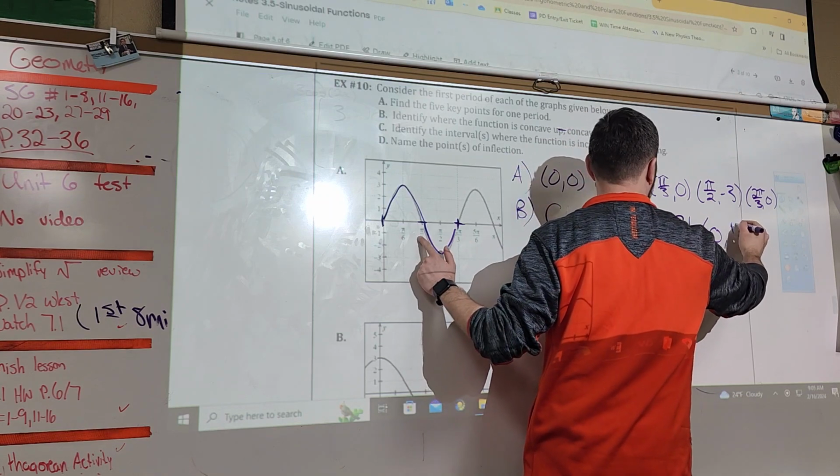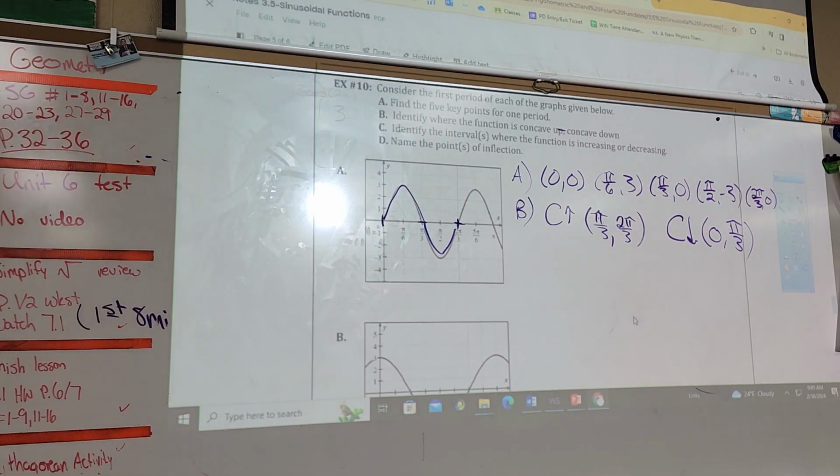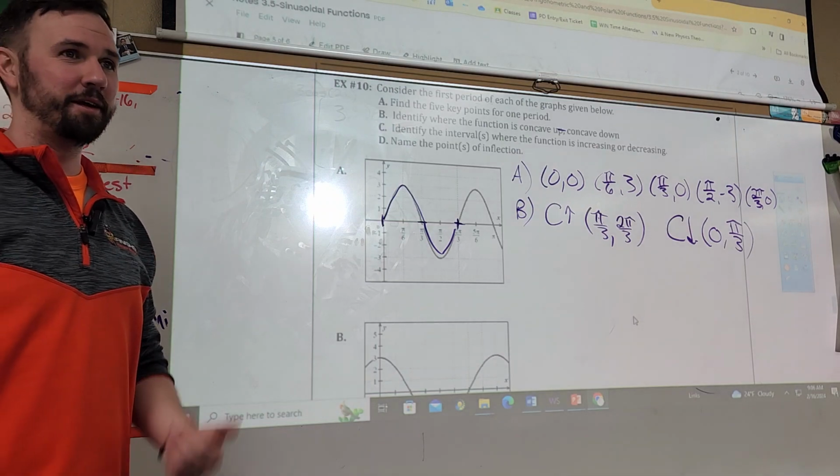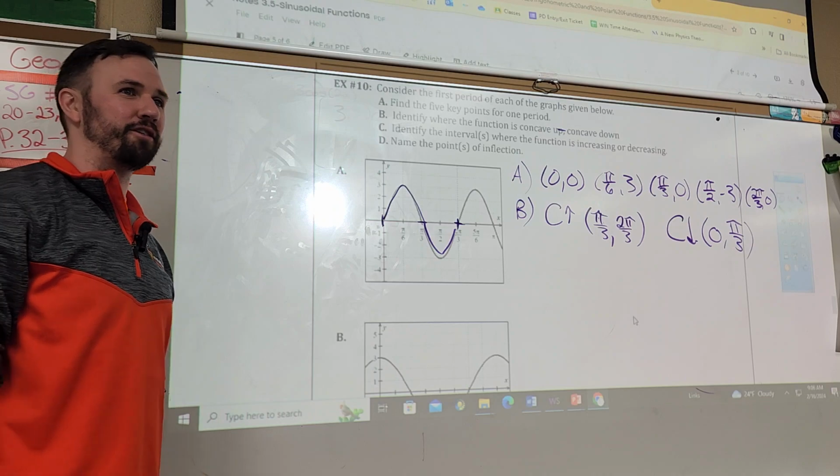0 to pi over 3. Yeah. Do you remember with concavity we always use parentheses? Parentheses. Increasing, decreasing, we use brackets. You'll learn more about that if you take calculus, why that is true.